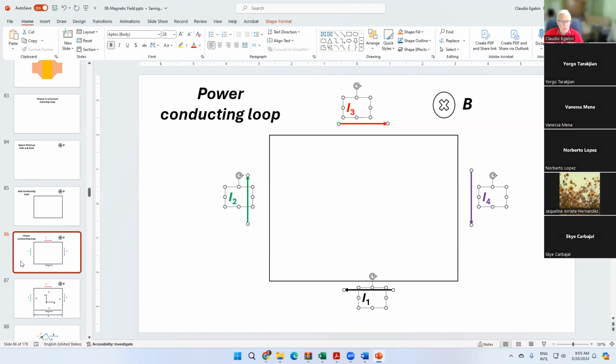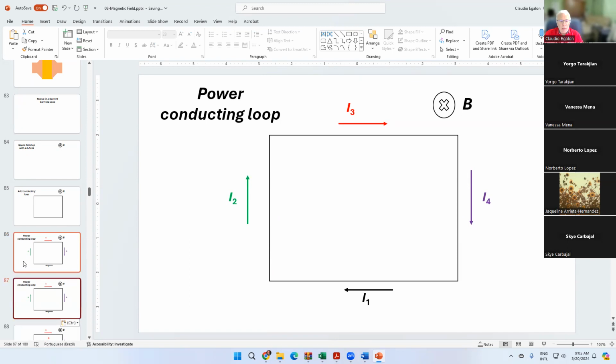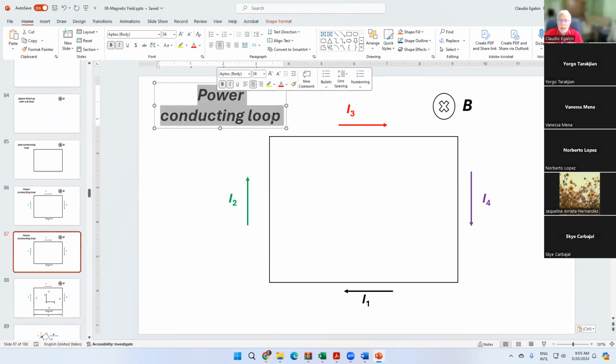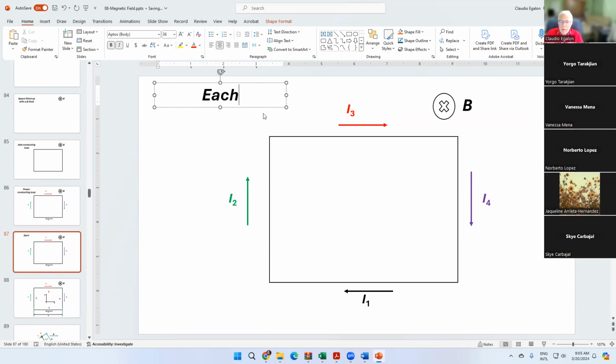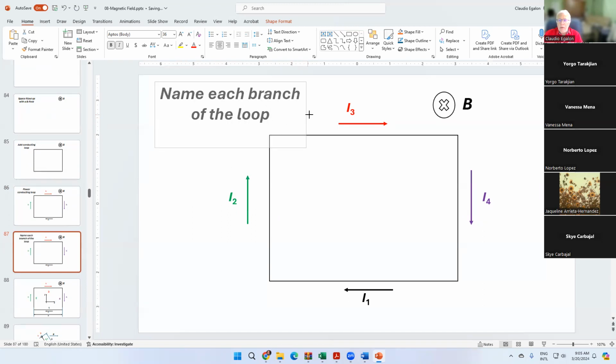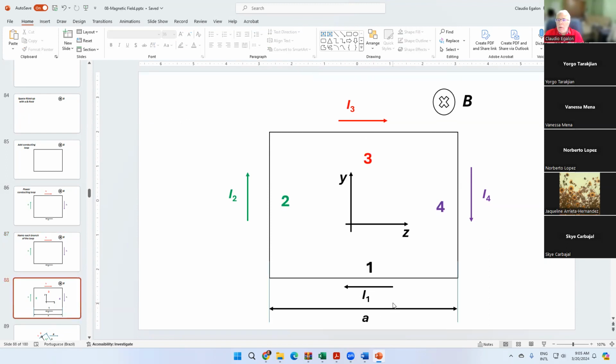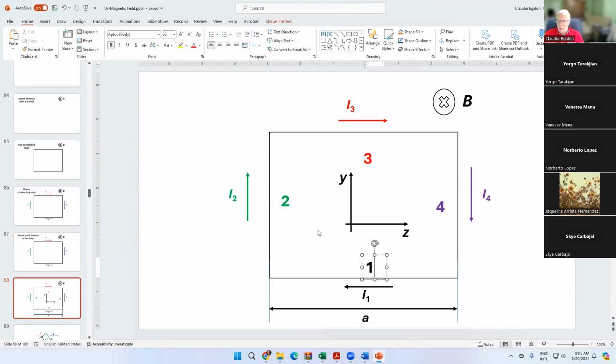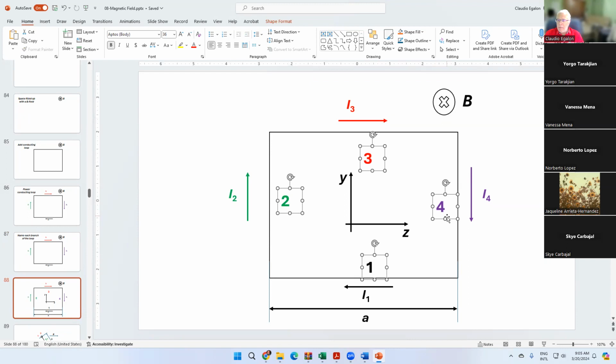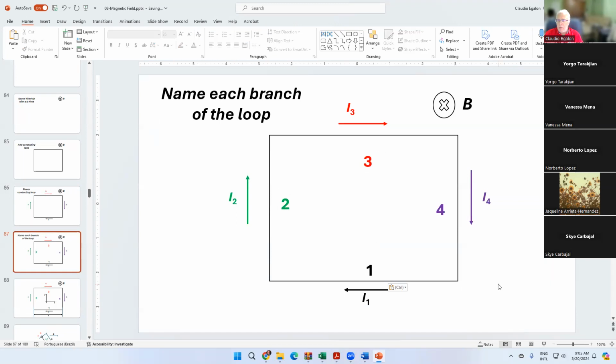And I am also naming each branch of the loop. Name each branch of the loop. Okay, so here you go. Here's gonna be branch number 1. That's why I put current I1. This is gonna be branch number 2, 3, and 4. Okay, so here you go. Number 1, 2, 3, and 4. I put in different colors to make it easier to identify it.